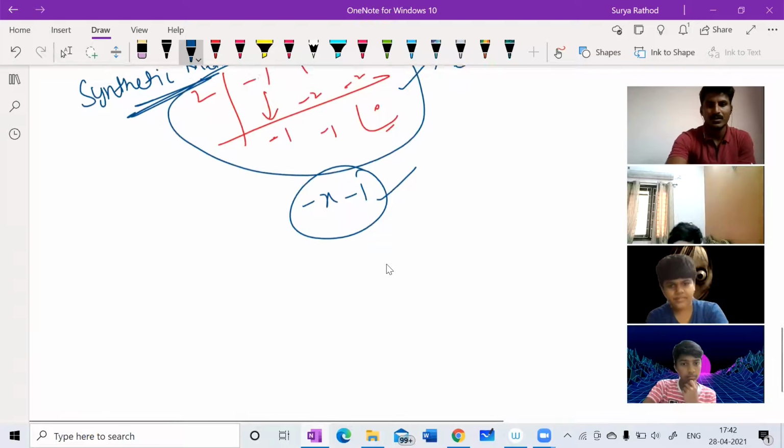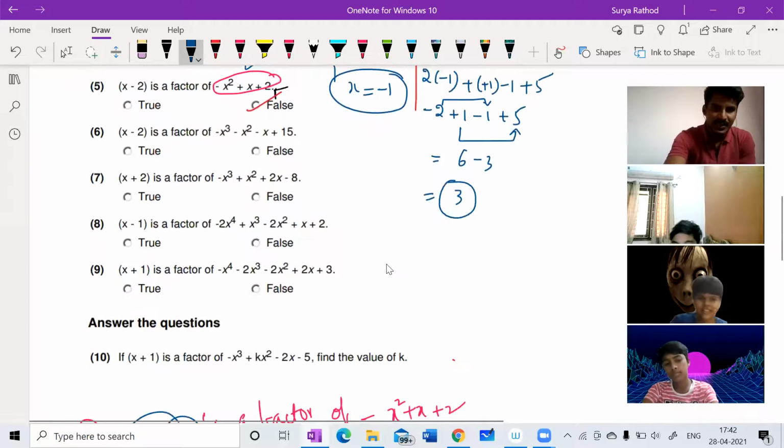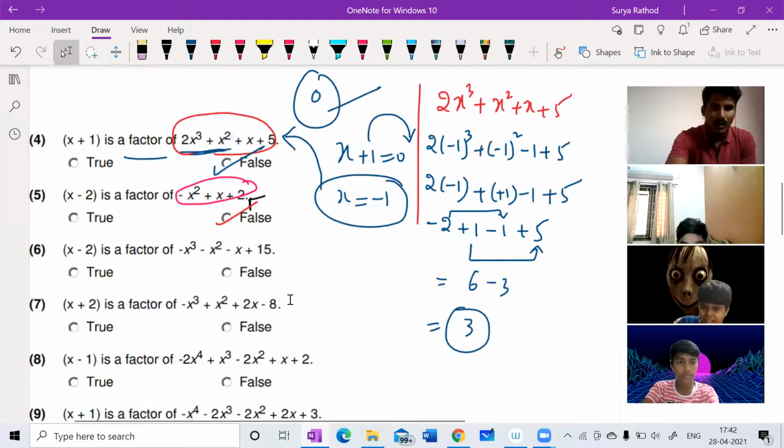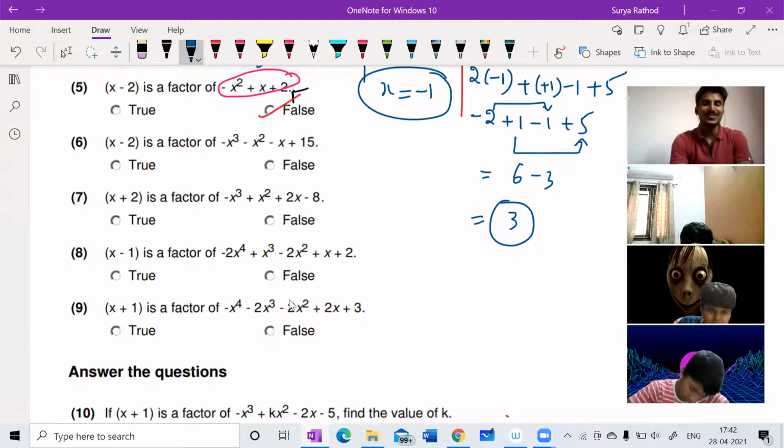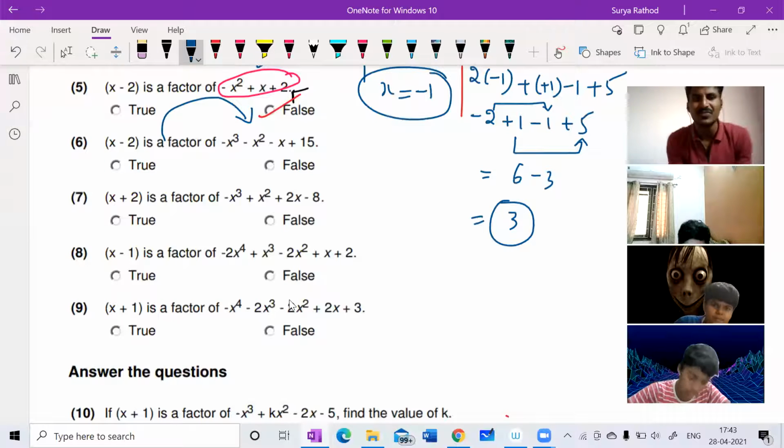Okay, look at this next question. Then you have to consider minus outside only. So x minus 2 is a factor of this one now. Let us check how we are going to get it.